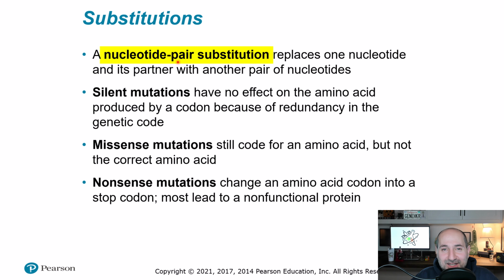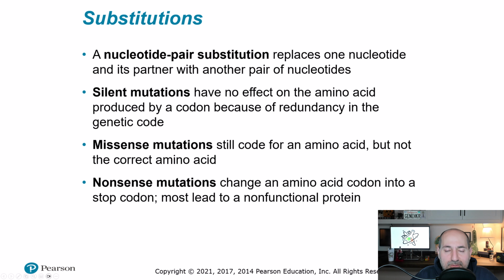Okay, so nucleotide pair substitutions. Again, this is the category that replaces one nucleotide with another. There are 3 outcomes that can occur if you substitute one nucleotide for another. One is a silent mutation outcome. The next is a missense mutation outcome, and the last is a nonsense mutation outcome. So let's talk about a silent mutation. A silent mutation is when you substitute one nucleotide for another, but this has no effect on the amino acid produced by a codon because of redundancy.